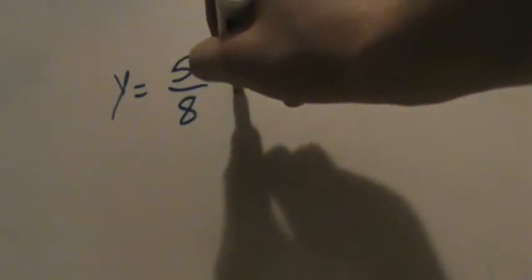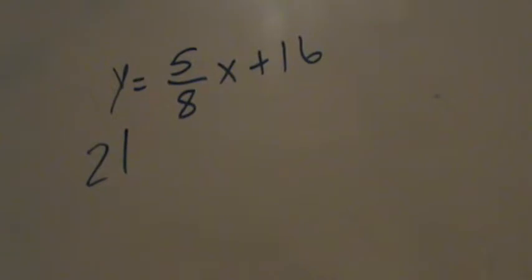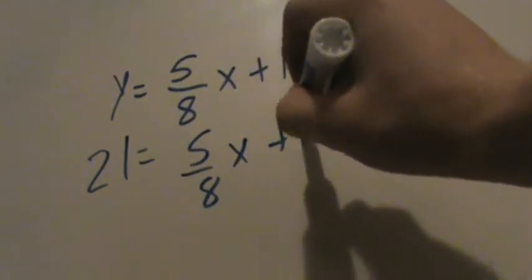Let's say we had the equation y equals 5/8 x plus 16. Well, let's say I picked a generic value of y. Let's say I wanted to know what the x value was when the output will be 21. So, I just rewrite what I have here. So I have 5/8 x plus 16.